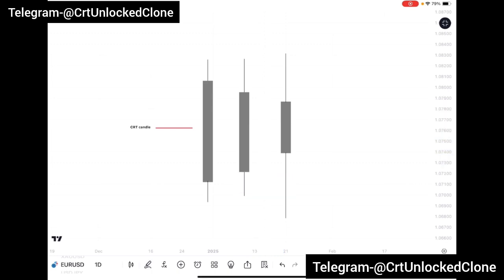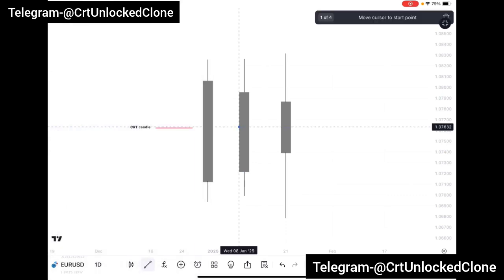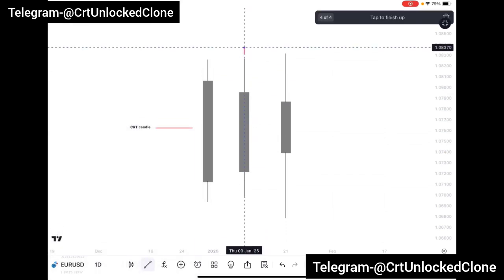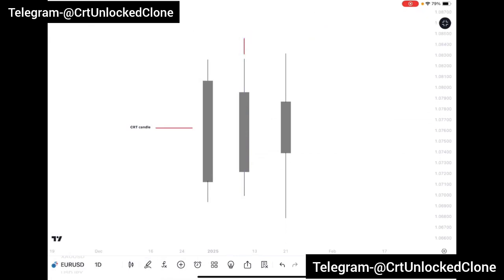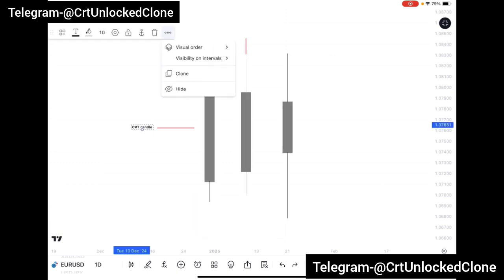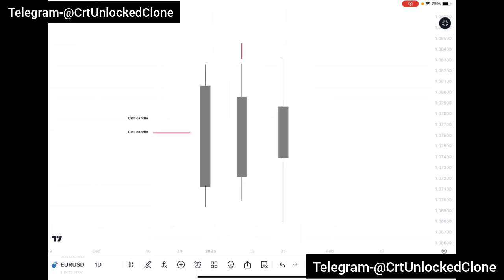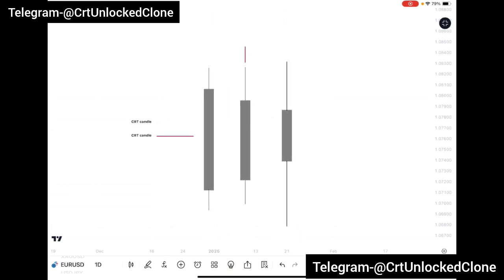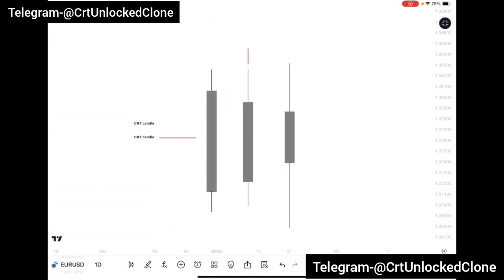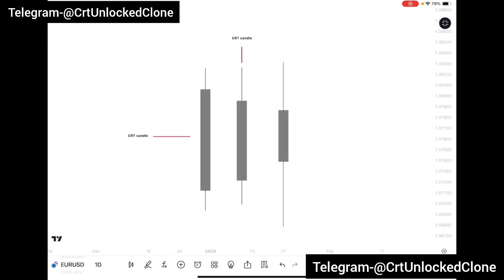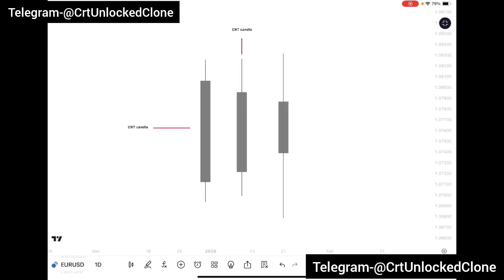So now trend line. CRT candle. Now we can measure the third candle.